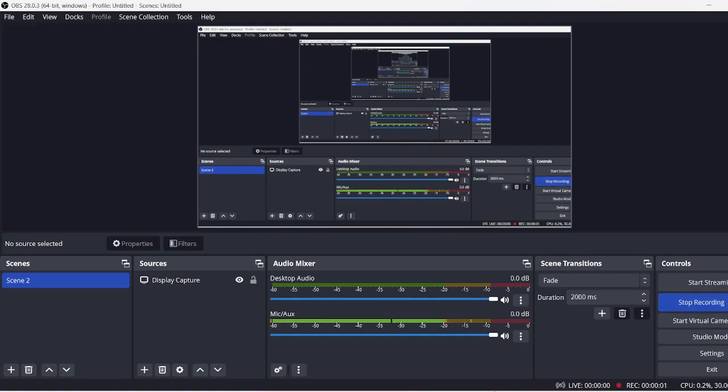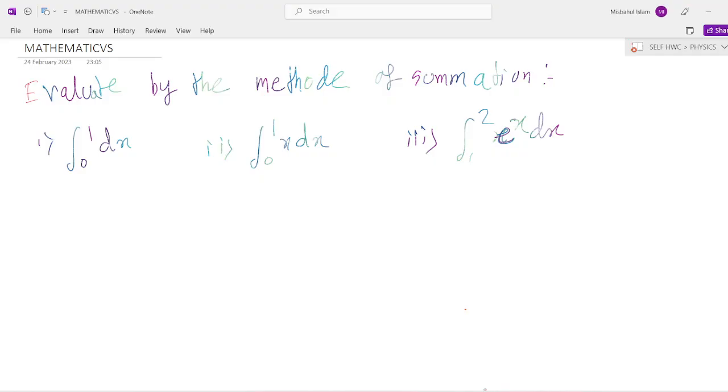How to solve this problem? Okay, this is a most important question. This first question is the integration of 0 to 1 dx, and the next question is 0 to 1 x dx. This is the lower limit and this is the upper limit. Okay, so how to solve this problem?